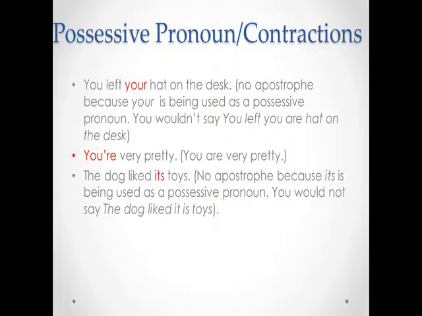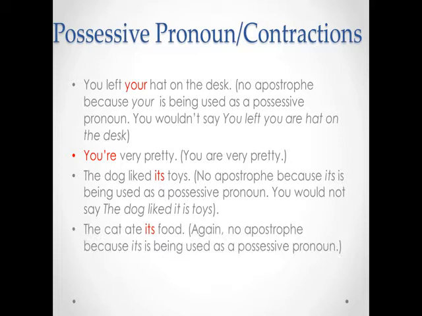The dog liked its toys. So here you're seeing its is being used as a possessive pronoun, not as a contraction, because you wouldn't be able to say the dog liked it is toys. That wouldn't make sense. Here's another example of its, because I think this is a harder one that a lot of people confuse. The cat ate its food. Again, no apostrophe because its is being used as a possessive pronoun. It's cold outside would be the contraction because you could say it is cold outside.